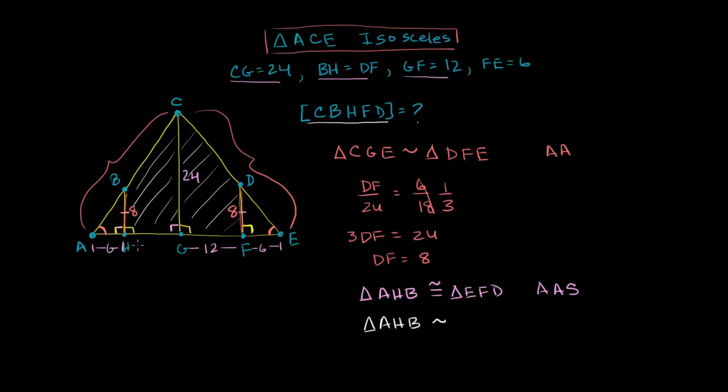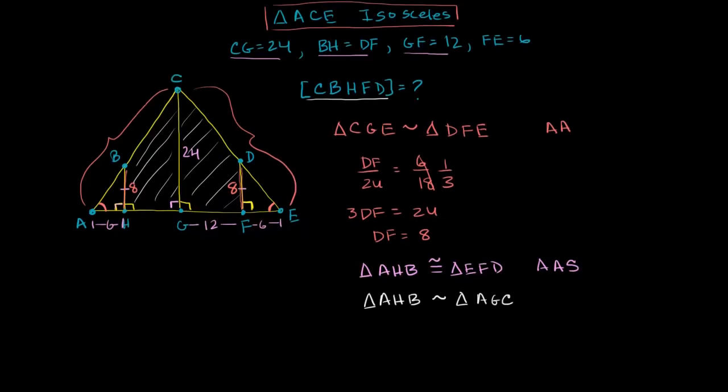You want to make sure you get the vertices in the right order. A is the orange angle, G is the right angle, and then C is the unlabeled angle. This is similar to triangle AGC. And what that does for us is now we can use the ratios to figure out what HG is equal to.